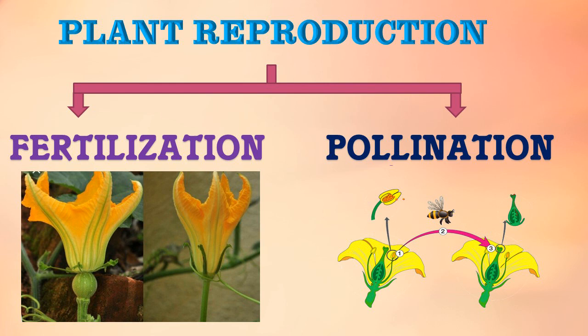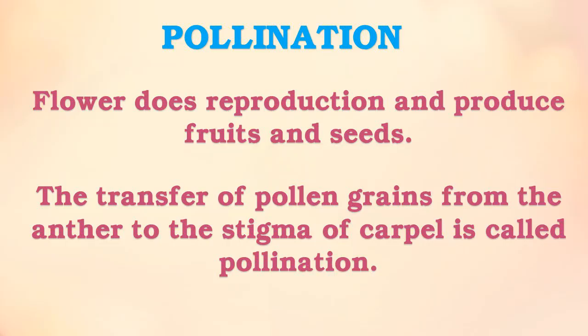Next is plant reproduction. Plant reproduction can be divided into two types, that is fertilization and pollination. First we discuss pollination. Flowers do reproduction and produce the fruit and seed that we obtain from a flower or plant. The transfer of pollen grain from the anther to the stigma of a carpel is called pollination.